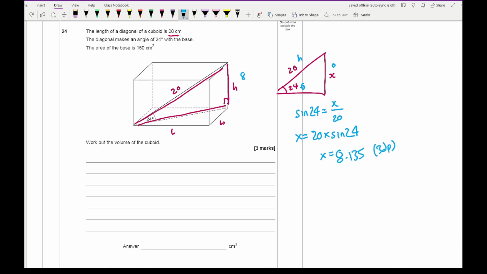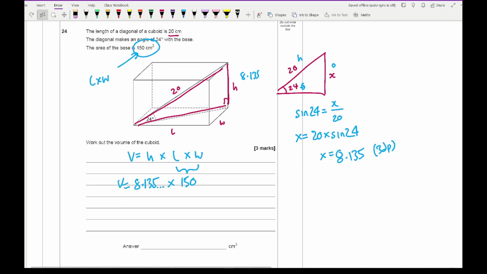Now, the next thing I've then got to do is work out what the length and the width is. Now the problem is, to work out the volume, I'm just going to multiply those lengths together, but in the question it tells me that L times W is 150. So if I work out the volume is H times L times W, well these two things here, they've already told me is 150. So technically all I then just need to do is multiply it by 8.135, whatever number that is for the volume.